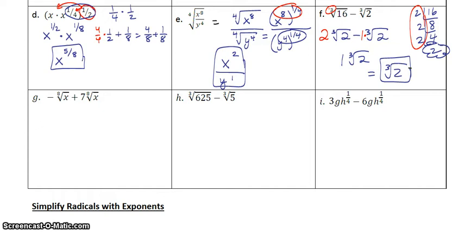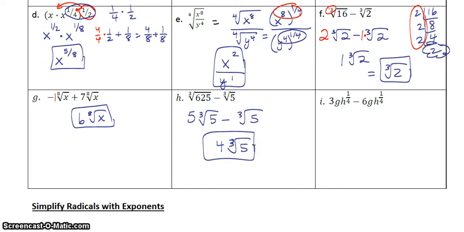G is kind of another easy one, actually. Again, just remember, if there's nothing in front, it's like a -1. -1 plus 7 is 6 eighth roots of x. All right, H is another problem where we're going to have to do some work. Why don't you pause the video and give it a try? If you're unpausing right now, you should have gotten the cubed root of 625 is 5 cubed roots of 5, and so your final answer for this one is 4 cubed roots of 5.